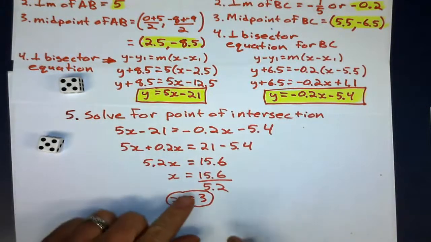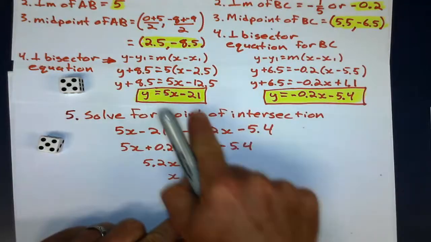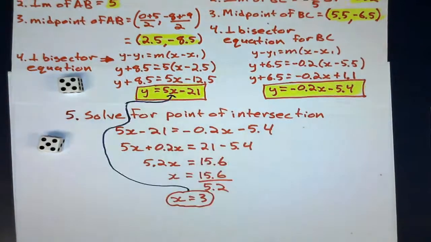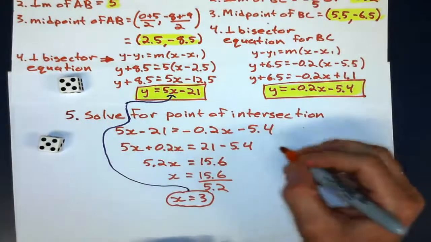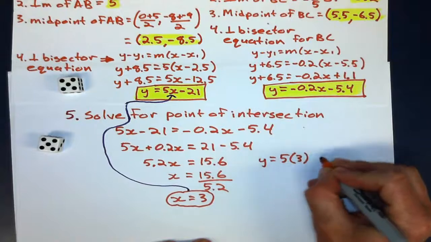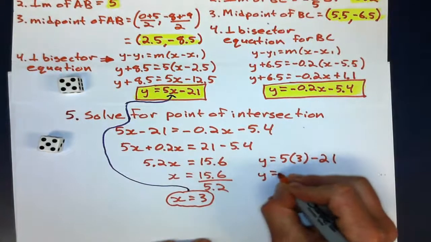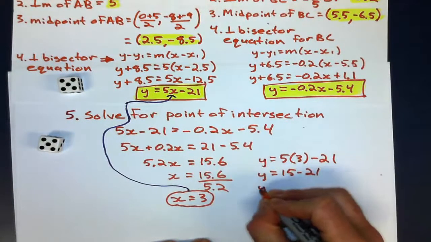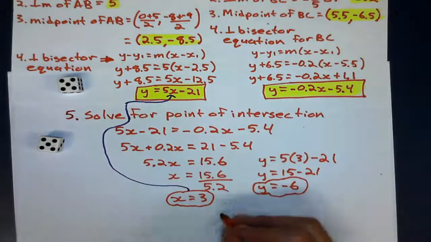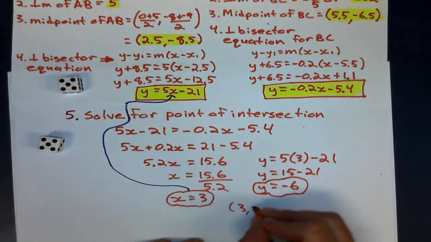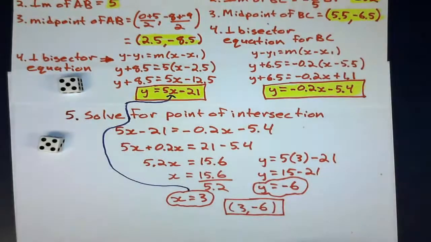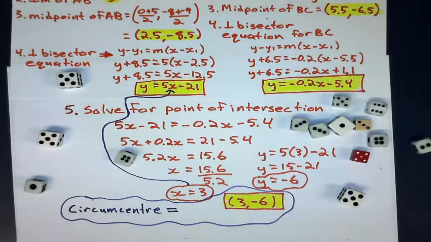Now I'm going to take that and substitute it into one of these formulas, and that one looks a little bit better. Plugging it into there looks a little bit cleaner. And when I substitute that x value, I'll get the y-coordinate. So 5 times the value of x, which is 3, minus 21 gives me 15, take away 21, gives me negative 6. So I've got my circumcenter. It's at 3, negative 6. That is the point of intersection of the perpendicular bisectors, otherwise known as the circumcenter.